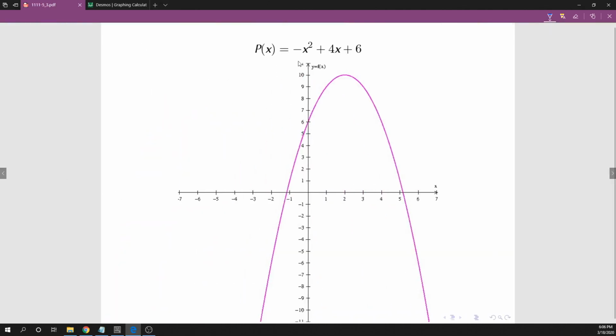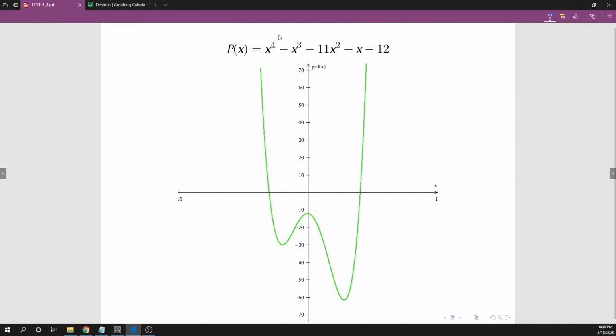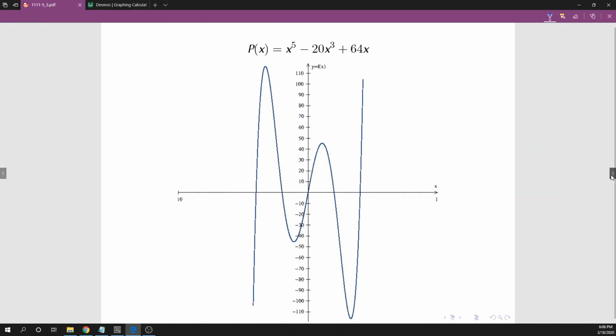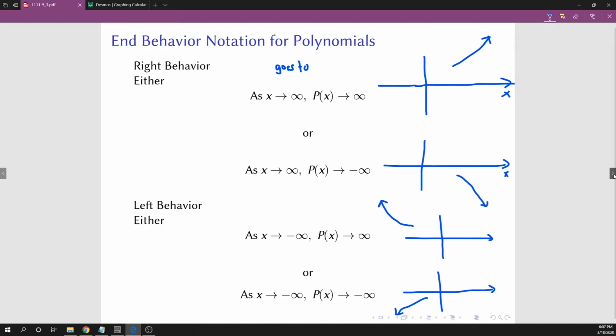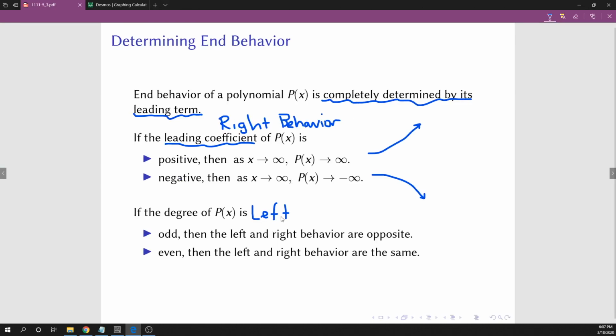If the degree is even, then the left and the right behavior are going to be exactly the same. And so we can go back and look here, right? You can see the left and right behavior are the same. The degree was 2 in this one. On this polynomial, the degree is 4. You can see the left and the right behavior are exactly the same. On this one, the degree is 14, which is an even number. The left and right behavior are exactly the same. Okay? So that's the secret to finding the left and right behavior. I like to find the right behavior first, because all you got to do is look at the leading coefficient and then figure out the left behavior by looking at the degree.